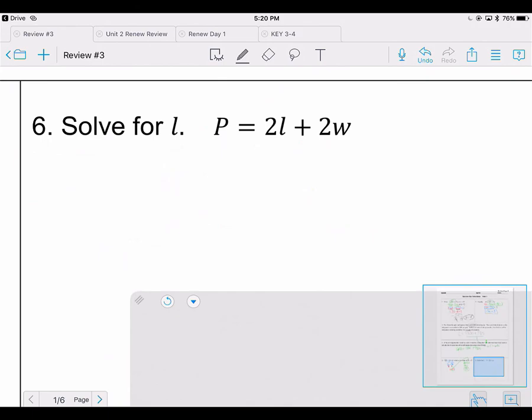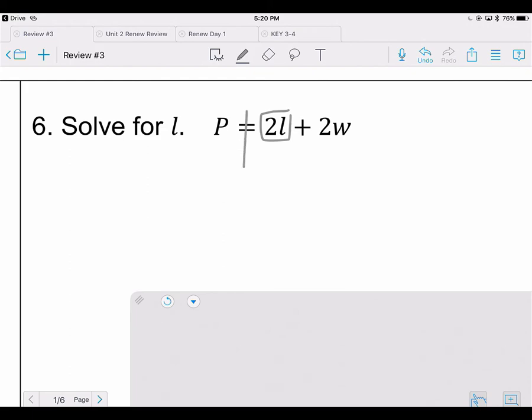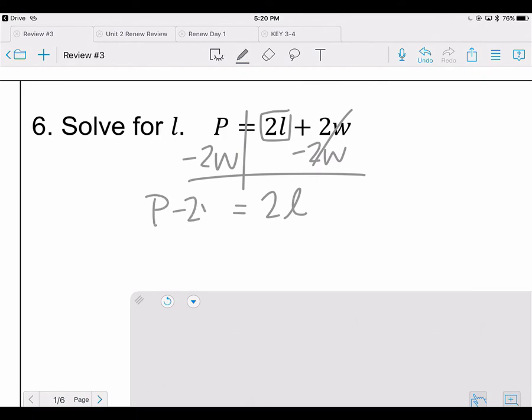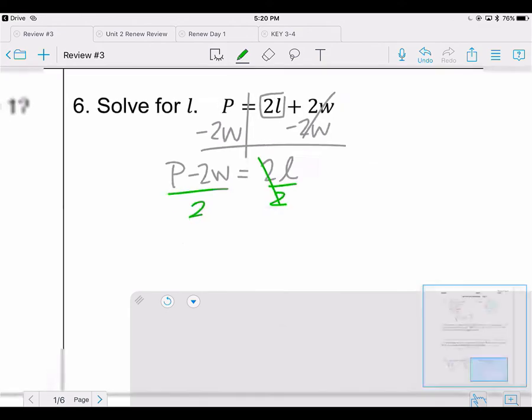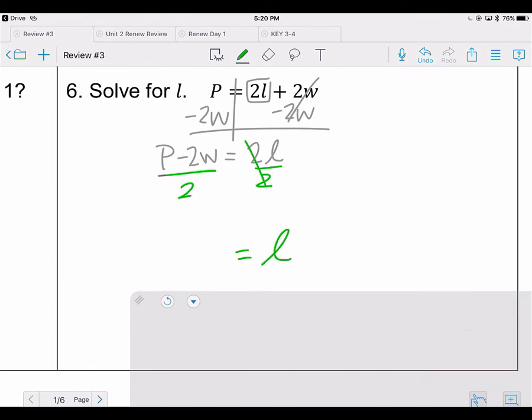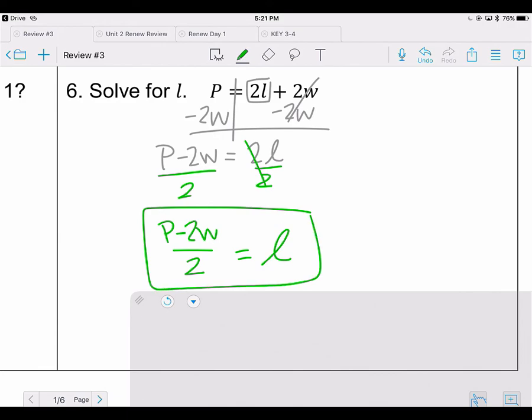Problem 6, they want me to solve for L. So when I box my term with L, 2w is on the outside. So I'm going to subtract 2w from both sides, so it cancels on the right side. On the left side, I have p minus 2w. P and w are not the same letters, so I leave it p minus 2w. And then to solve for L, I have 2 times L, so I'm going to divide by 2. On the right side, that cancels. On the left side, I can leave it as p minus 2w divided by 2.